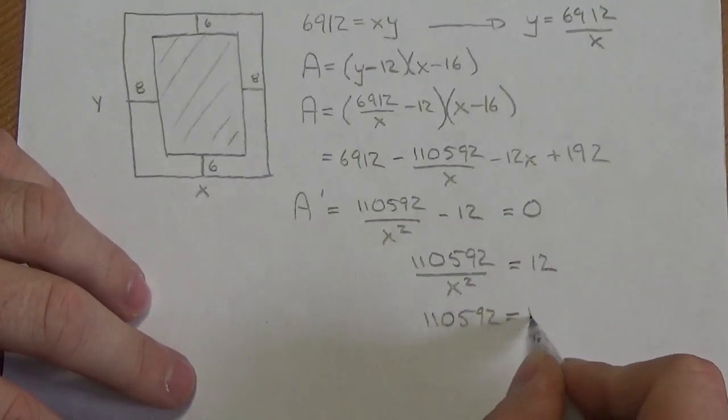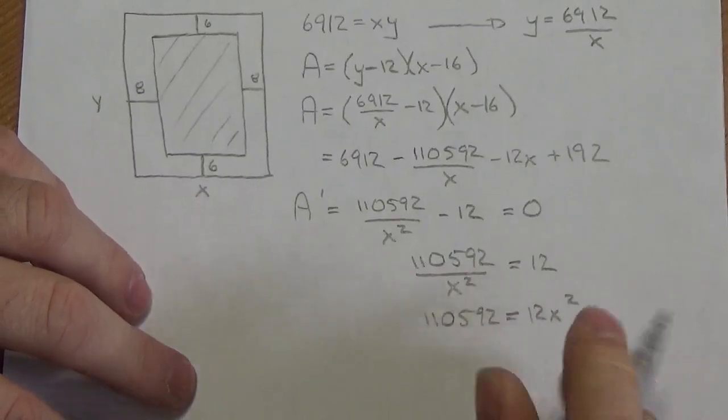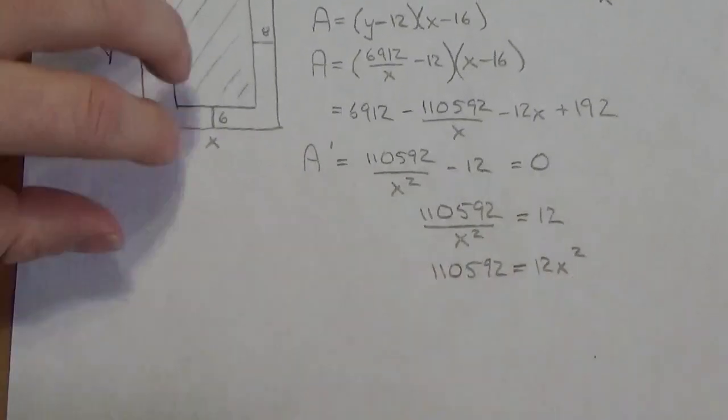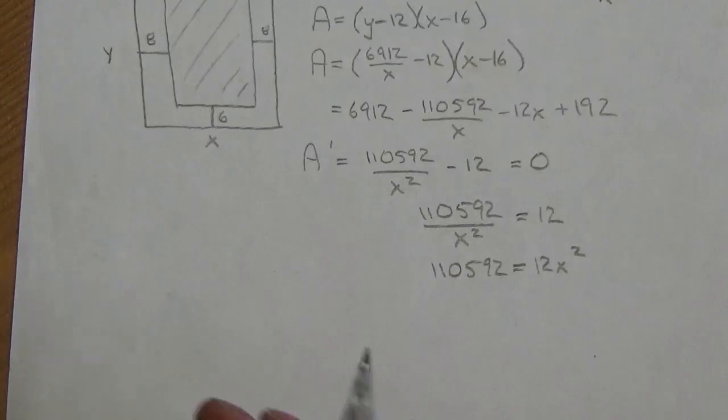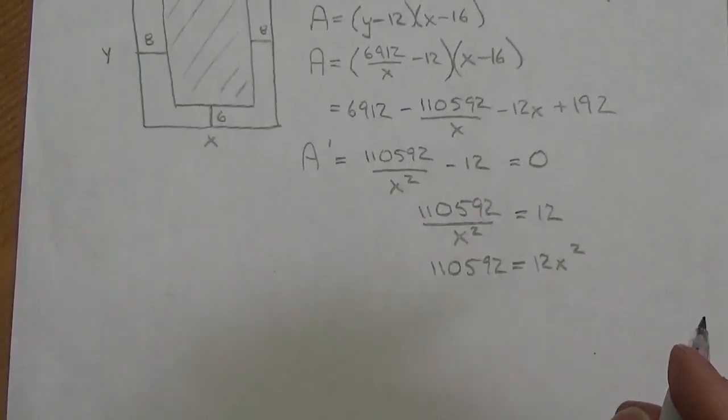And I can do that so long as x does not equal 0. But I think it's pretty safe to say that in this scenario, we are excluding that particular option where x is equal to 0. So that's not a big worry here.